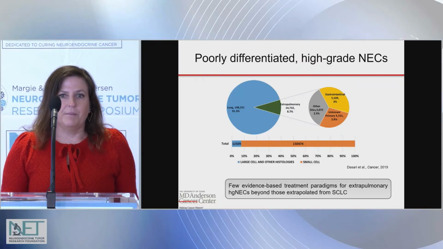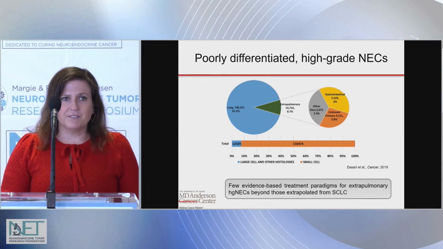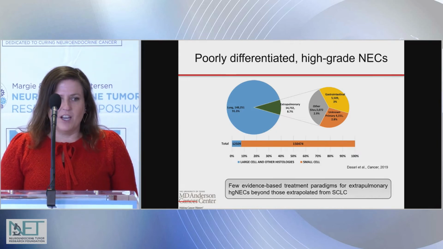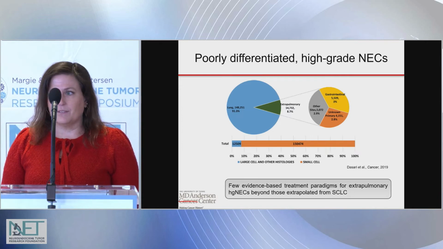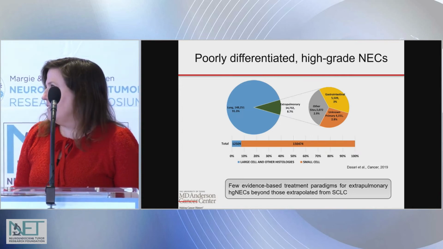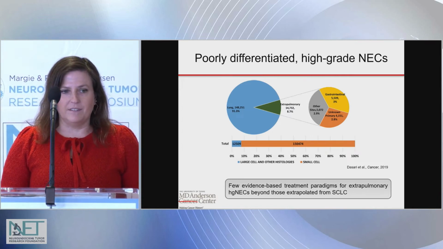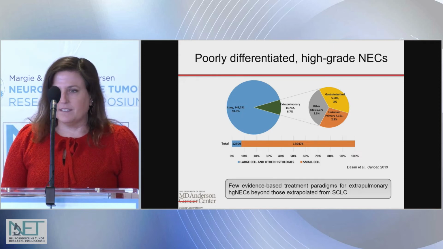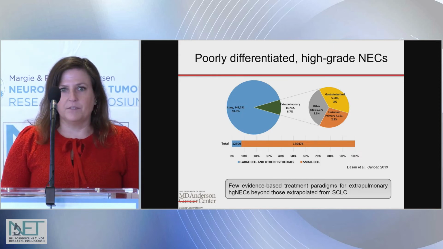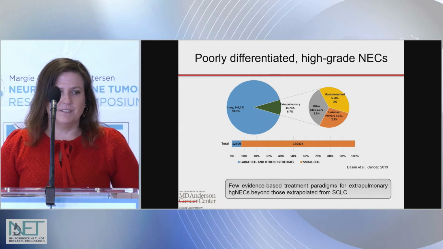I'm excited to have this opportunity to talk to you about some of our recent work on high-grade neuroendocrine carcinomas. In contrast to what we've heard over the past 2 days, our lab studies primarily the aggressive, poorly differentiated high-grade neuroendocrine carcinomas. The majority of these arise from the lung and most commonly have small cell histology, but there is a rare population that derive from extrapulmonary sites.